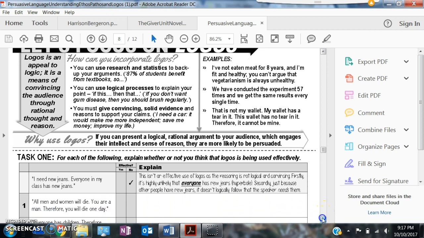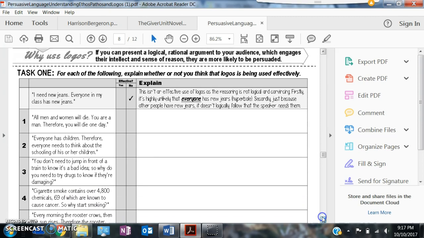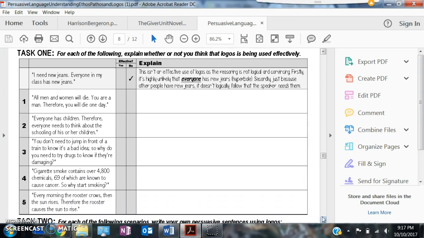Let's scroll down and look at task 1. Okay. So this one says, I'm just reading up here, for each of the following, explain whether or not you think that logos is being used effectively. Let's look at the example. So she says, I need new jeans. Everyone in my class has new jeans.